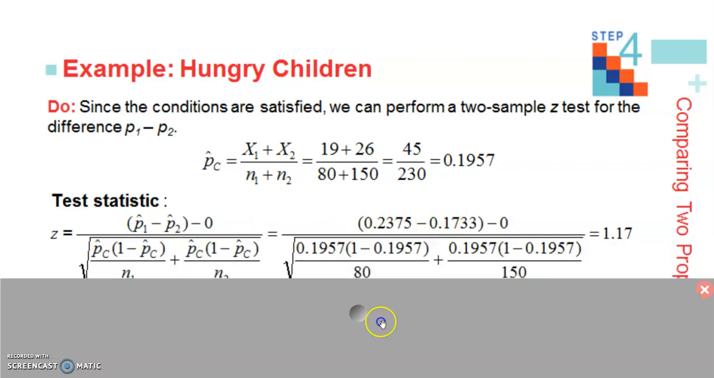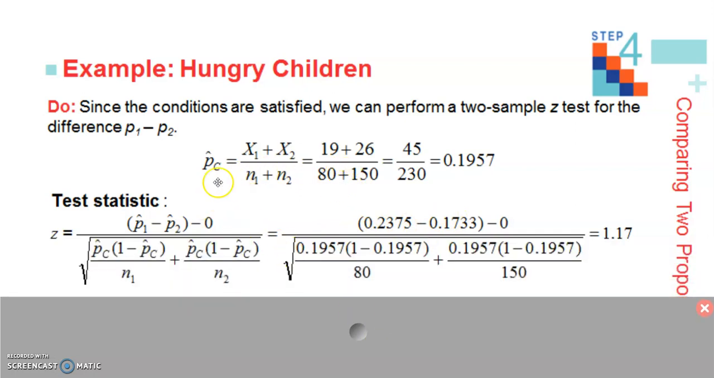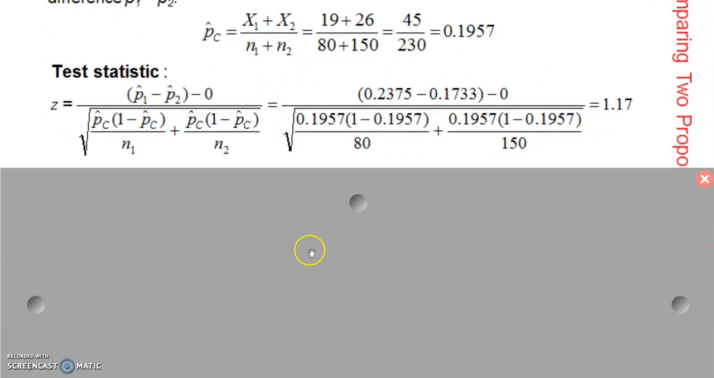I then compute the test statistic by plugging in my p-hat 1, plug in p-hat 2, plug in p-hat c in each place it appears, plug in n1 there and n2 there. You can type all that into your calculator all at once. You have to be careful with all your fractions and parentheses, but you should get 1.17 as your test statistic.